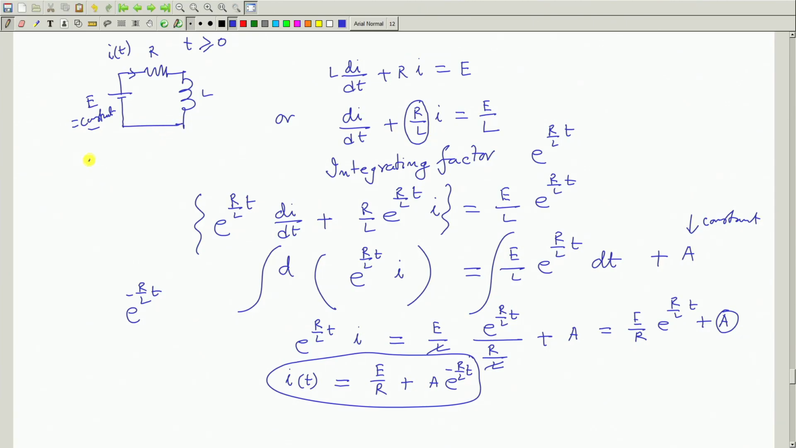What was the boundary condition? We know that I(0 minus) was 0, because before switching nothing was connected, and this must be equal to I(0 plus), which is as good as I(0). So, current at t equal to 0 will be continuous. Applying that I(0) is equal to 0, from this we get 0 is equal to E by R plus A, or A is equal to minus E by R.